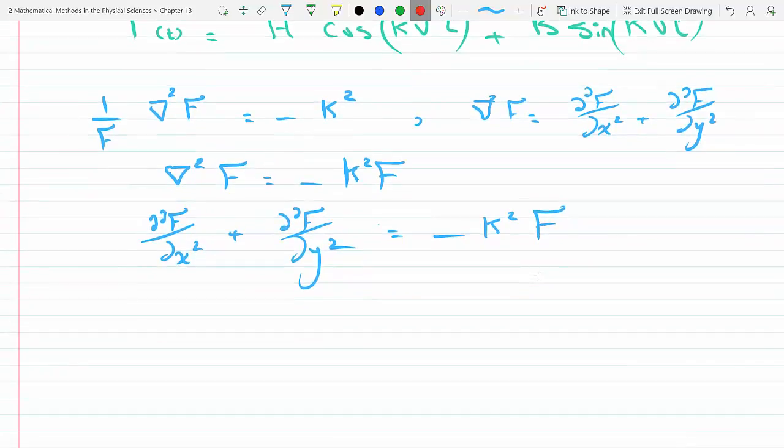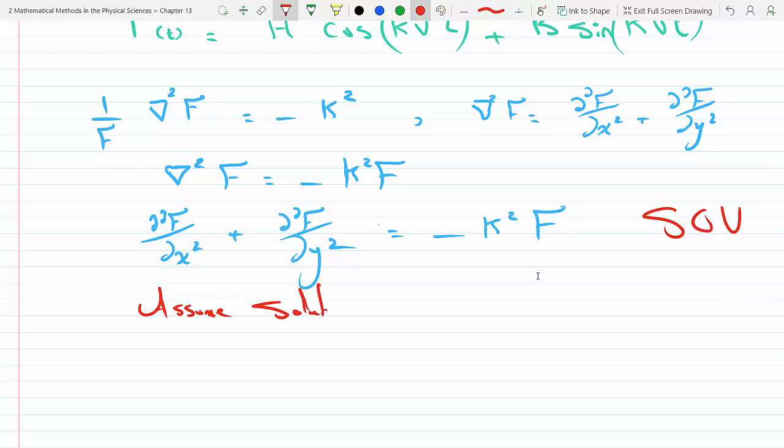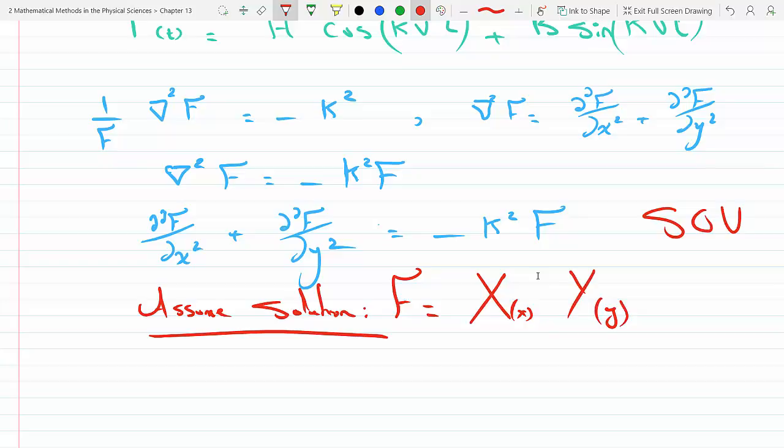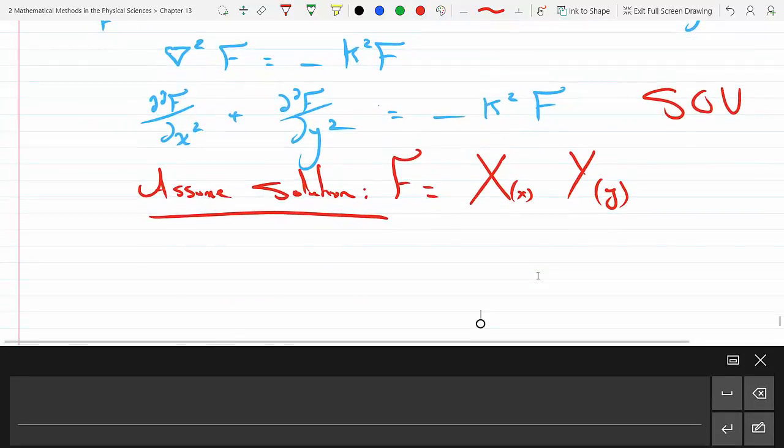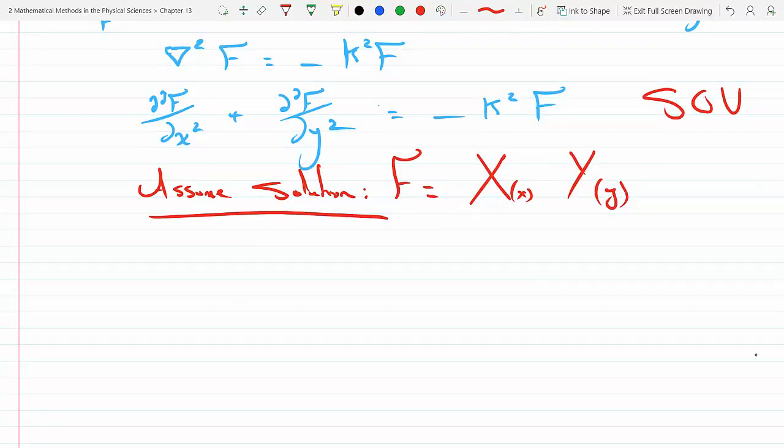And again I will use separation of variables, because I have two variables, x and y. So I'm going to assume a solution. What do you think the solution here will be? Well, f has to equal some function X of x times some function Y of y. The same thing I did above, except in this case f is a function of x and y. And we know by the completeness theorem, if I can find what this is, the linear combination of these solutions will indeed satisfy the partial differential equation.